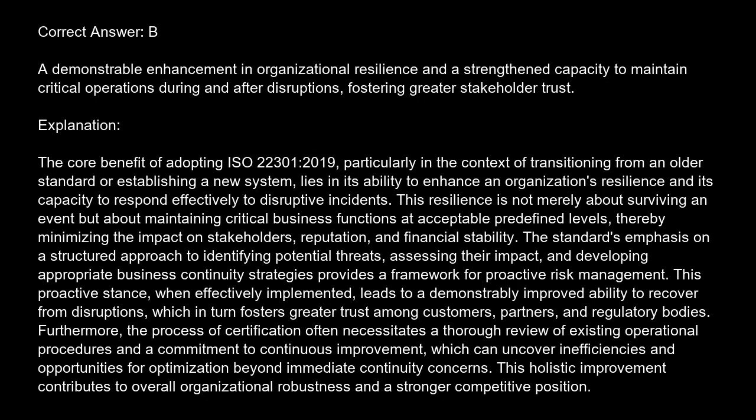Correct answer is B, a demonstrable enhancement in organizational resilience and a strengthened capacity to maintain critical operations during and after disruptions, fostering greater stakeholder trust. Explanation: the core benefit of adopting ISO 22301-2019, particularly in the context of transitioning from an older standard or establishing a new system, lies in its ability to enhance an organization's resilience and its capacity to respond effectively to disruptive incidents.